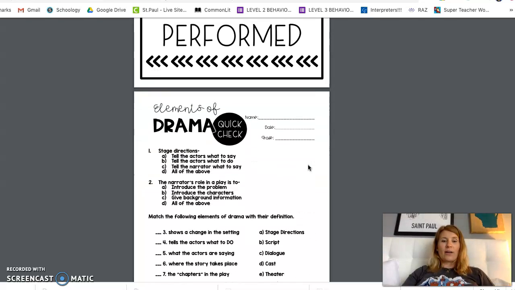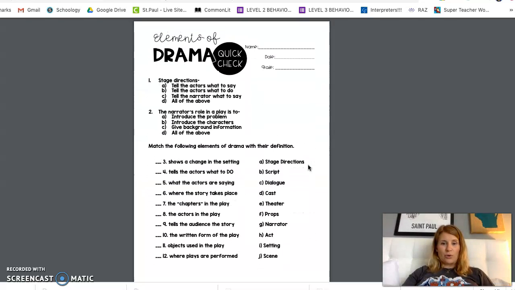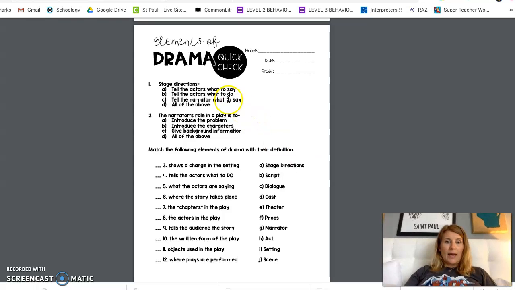Okay, now you are going to use your notes to answer questions 1 through 12. Question 1 and 2, the stage directions. What are the stage directions for? Question 2, what's the narrator's job? And then 3 through 12, match the word to the definition. And if you took notes just now, you are going to find that this should be pretty easy.